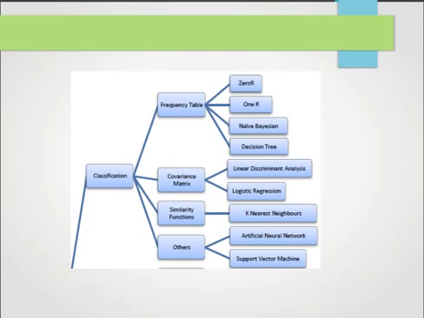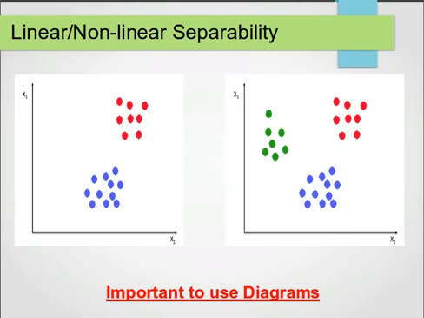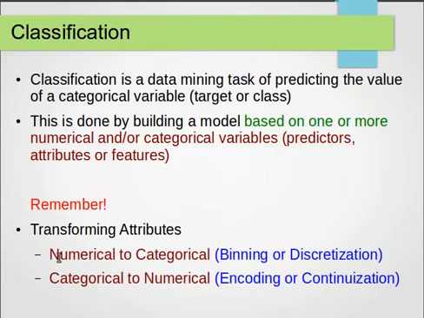What else? Just remember always to use diagrams. Remember this concept of linear separability and non-linear separability. The problem of binary classification is when we have only two classes. If we have multiple classes, then we can transform it into a binary classification using the one versus all concept. And always remember that if your algorithm applies to categorical attributes and we have numerical data, then we can transform them using encoding, and the opposite is always true.